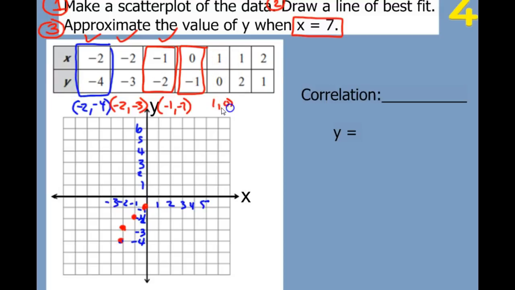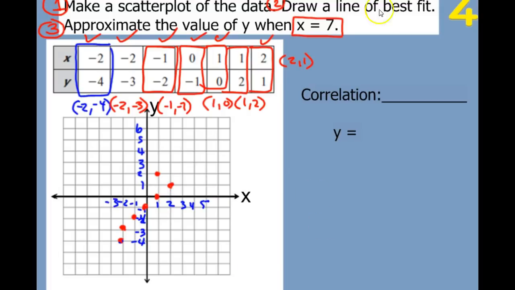Then 1, comma 0. So x is 1. We didn't go up and down right there. We plotted that one. Then 1, comma 2. 1 to the right, up 2. And last, 2, 1. 2 to the right, up 1.